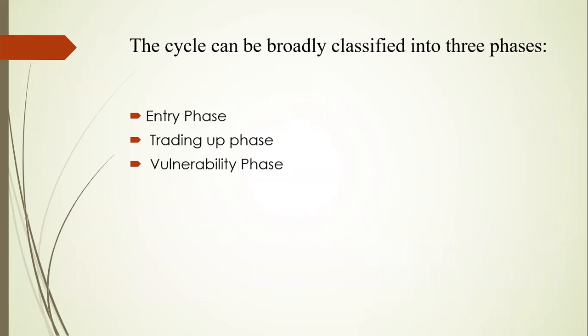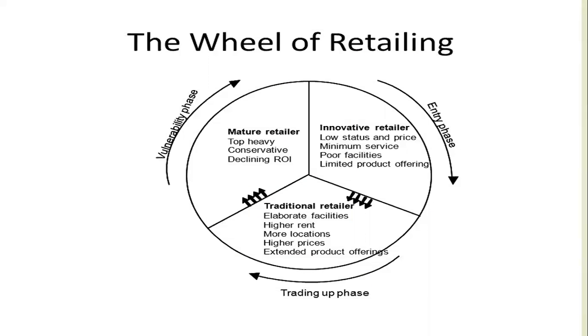So let's begin with the different phases that happen in a particular retailing cycle, that is called the cycle of retailing. First is the entry phase, then the trading up phase, then the vulnerability phase. In the entry phase, they are innovative retailers who come up with new things. They obviously have low status and minimum price services. And obviously, because it's a startup, poor facilities and limited product offering will be there because investment is also low. Then they become the traditional retailers.